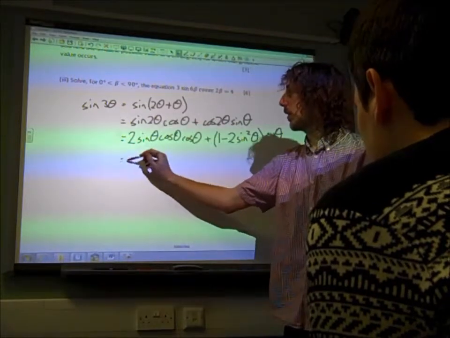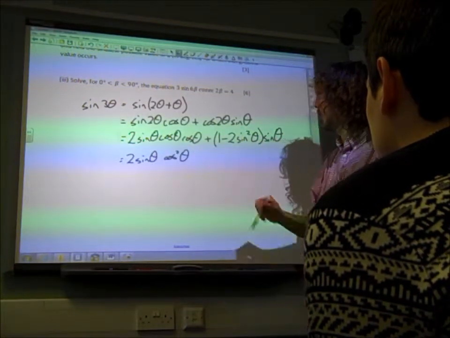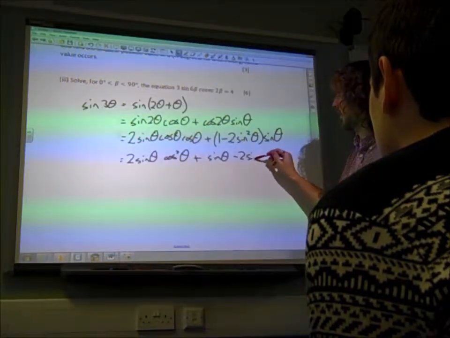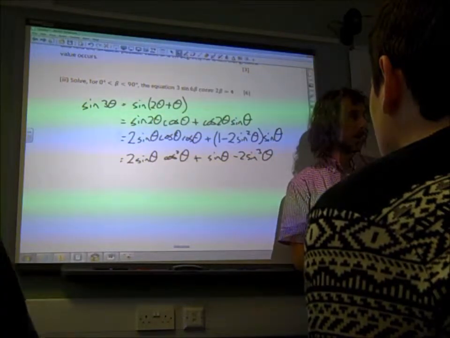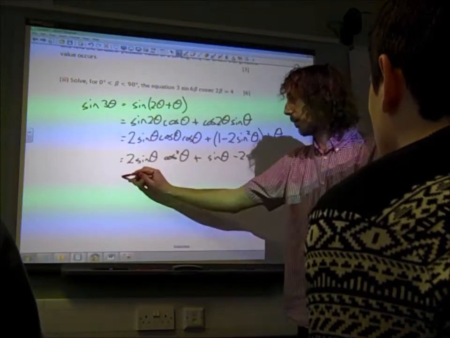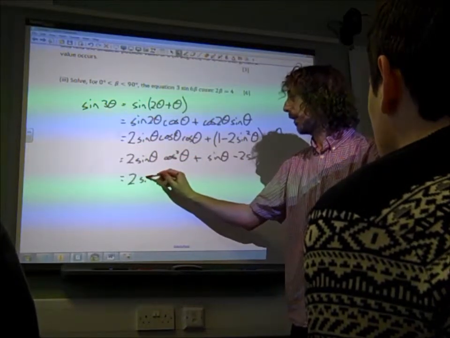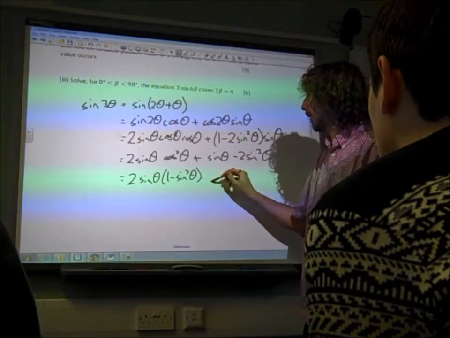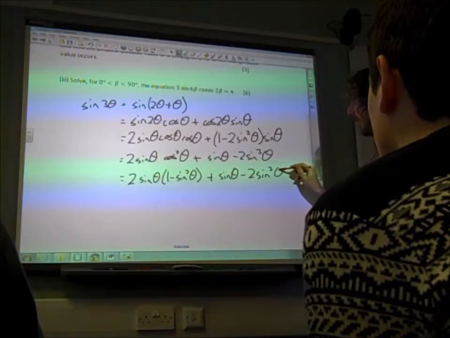We've got 2 sine theta cos squared theta, and here we've got sine theta minus 2 sine cubed theta. And we're going to use another of our identities, but this comes from Core 2, doesn't it? Cos squared is 1 minus sine squared, so 2 sine theta (1 minus sine squared theta) plus sine theta minus 2 sine cubed theta. We're nearly there.